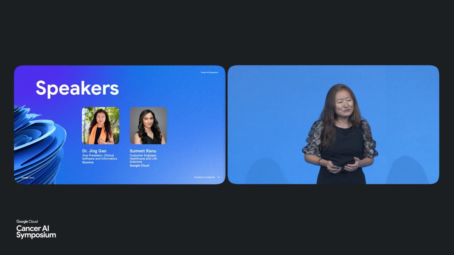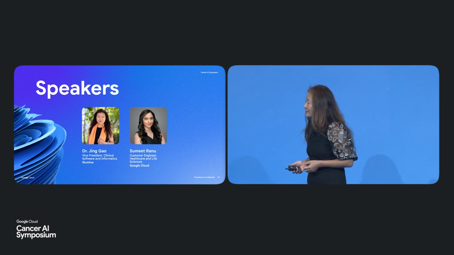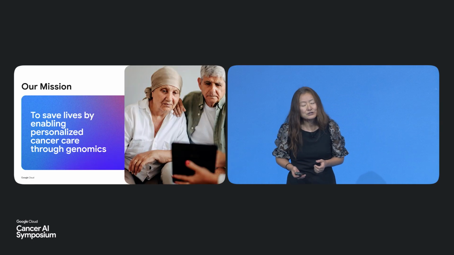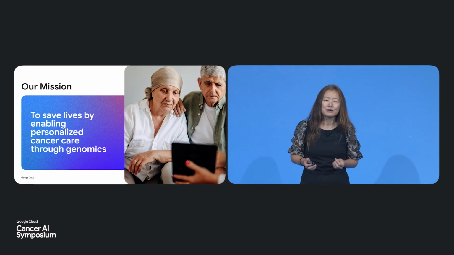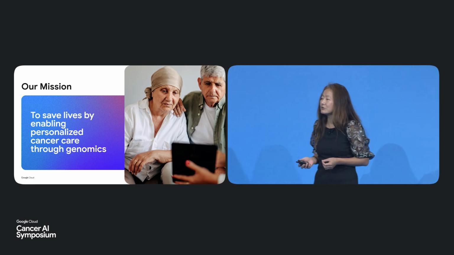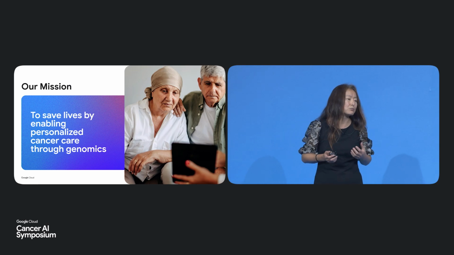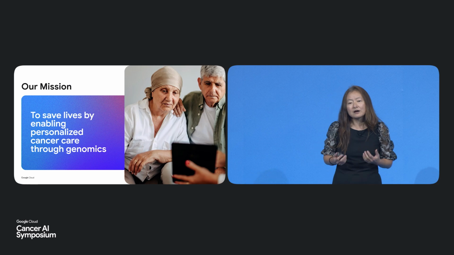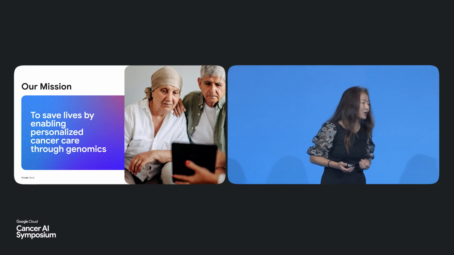Sumeet and I will introduce the type of work that Illumina has been doing in collaboration with Google to help advance precision medicine. 20 years ago, Illumina helped build the foundation of genomics with its groundbreaking sequencing technology. And for 20 years, we continue to drive innovation to lower sequencing cost and to enable a broad range of life science applications using our technology. Our mission is to improve human health by unlocking the power of the genome.